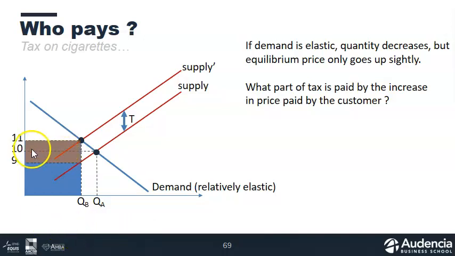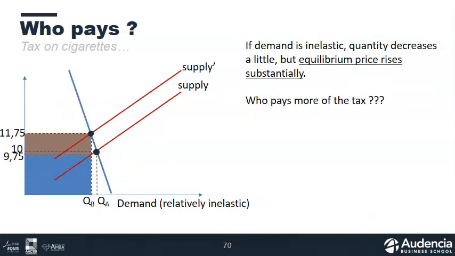Here we have the total tax revenue. We have 2 euros of tax times this number sold. That's the tax revenue here. What happens if demand is inelastic? This is the case for a lot of products like cigarettes that have taxes. They usually have a very inelastic demand.